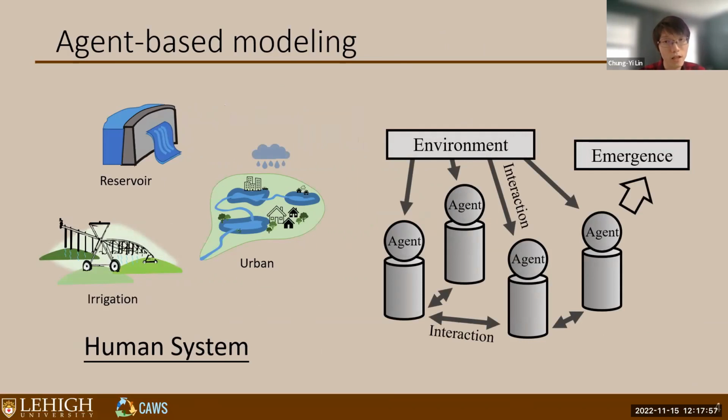For example, the agents here can be farmers that make diversion decisions according to the available water feedback from the hydrological environment, as well as other farmers' diversion opinions.